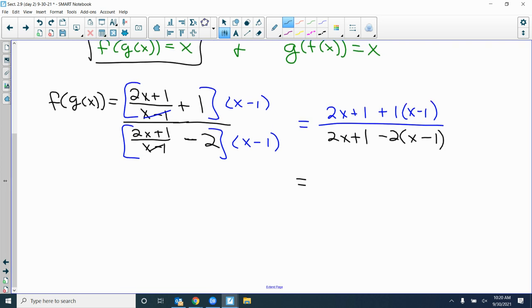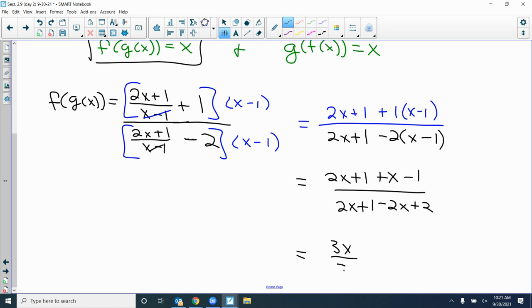But I just need to see this is going to be 2x plus 1 plus x minus 1 over 2x plus 1 minus 2x plus 2. Then on top, okay, I'm just left with what? 3x. What am I left with on the bottom? 3. So I get 3x over 3, which is just going to be x.